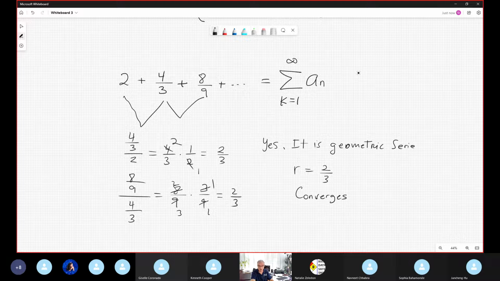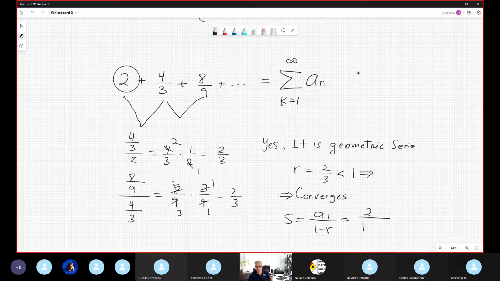Because the common ratio is equal to that one. Perfect. Sergio Medina says, because professor, this is less than 1. This is the reason, and this reason implies this conclusion: converge. At what value does it converge? The formula is A1 divided by 1 minus R. Who is A1? A1 is the first term, 2, divided by 1 minus R. Who is R? 2/3.